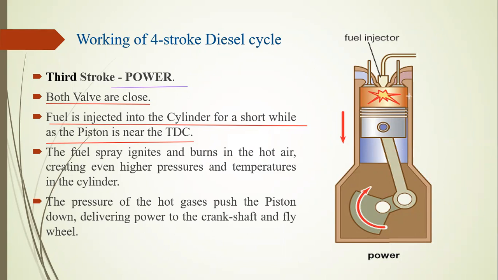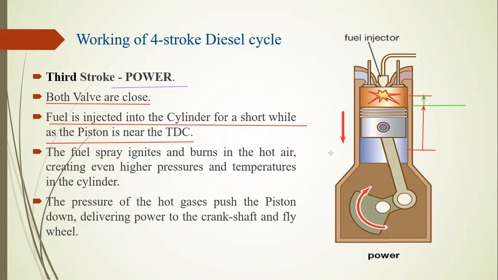First, we have to draw a diagram. Here, this point is called the top dead center and this point is called the bottom dead center. When the piston moves from bottom dead center to top dead center, the piston is nearly reaching the top dead center. When the piston reaches this point, the fuel starts to be injected inside the cylinder. When the piston completely reaches the top dead center, the fuel is completely injected into the cylinder.